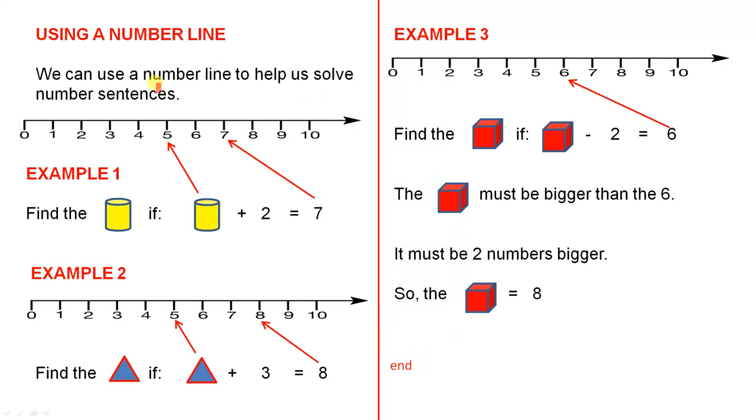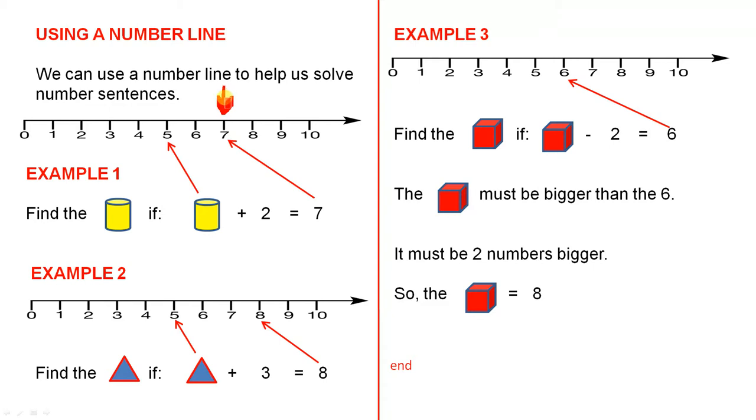Using a number line. We can use a number line to help us solve number sentences. Here's the first example. So here's a number line from 0 to 10. Find the cylinder if the cylinder plus 2 equals 7. Right, so we need an unknown number plus 2 has to give us 7. Here's the answer of 7. So that's why I put the arrow there.